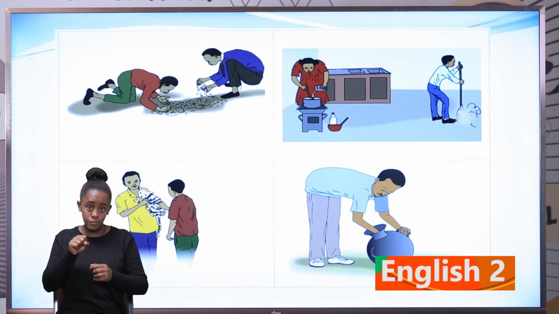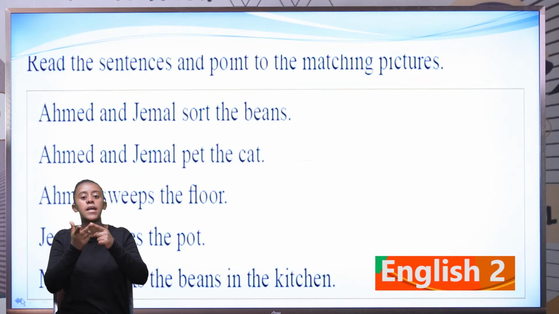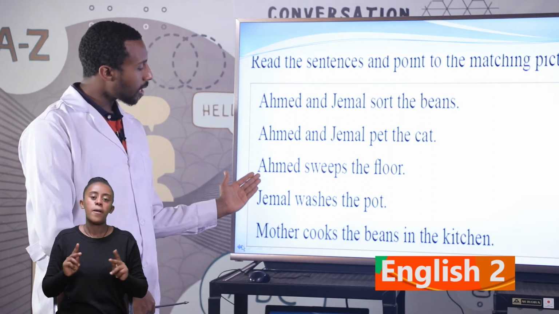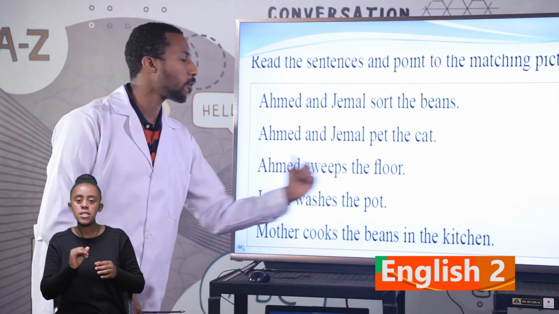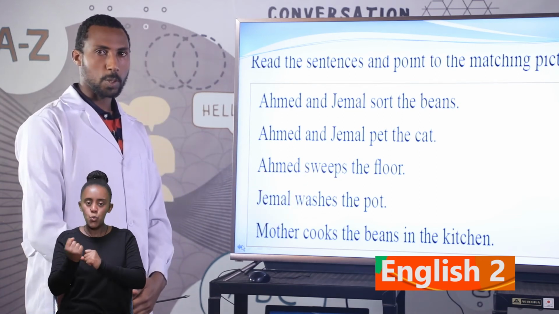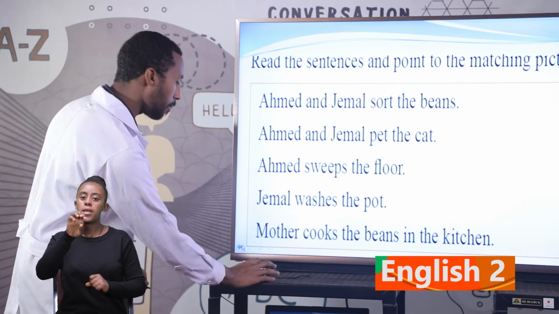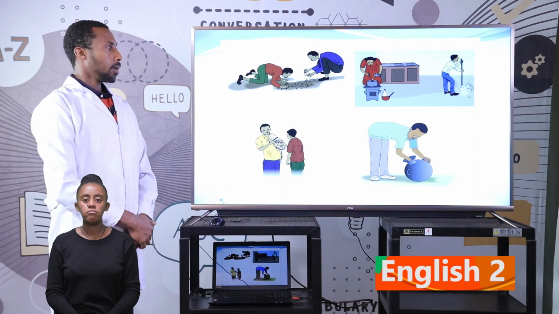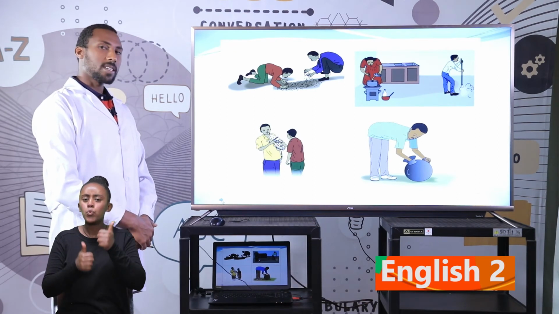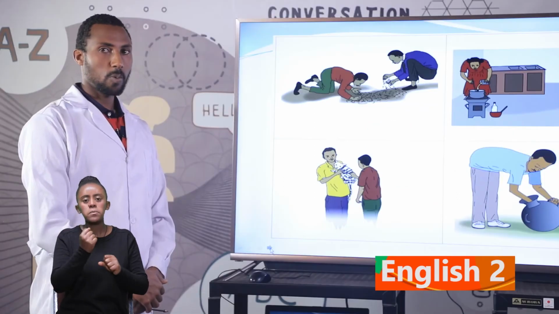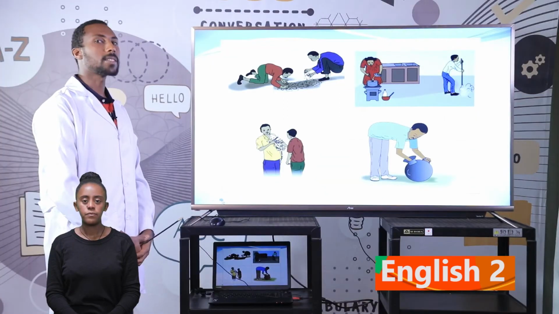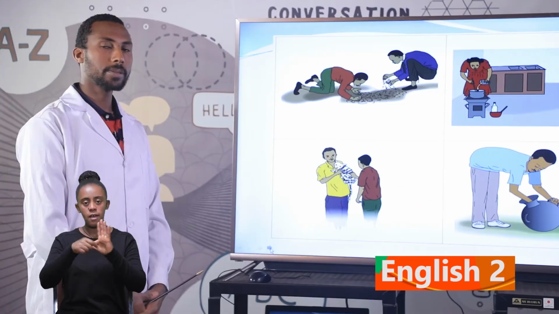Okay. What about the third sentence? Students, are you with me? The third sentence is Ahmed sweeps the floor. Let me show you the picture. So, what picture describes the third sentence? I give you 10 seconds for this question, student.